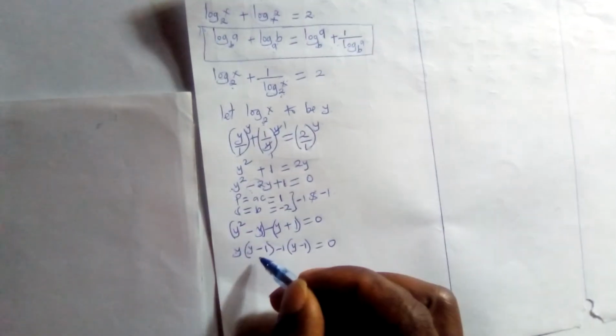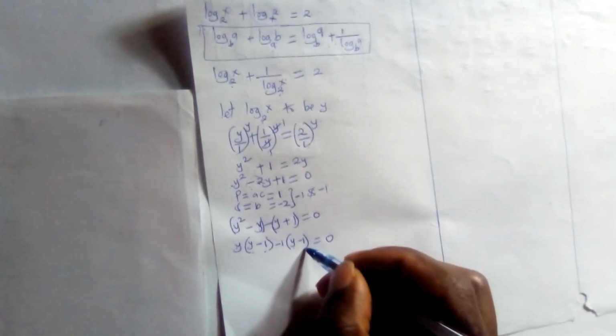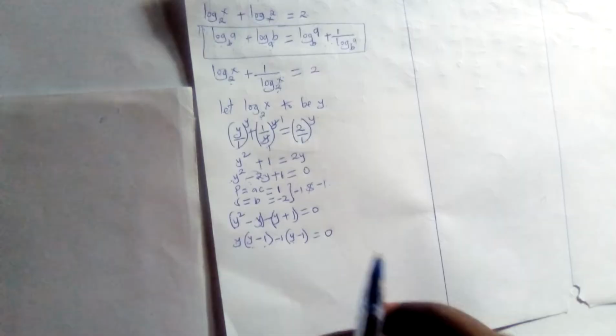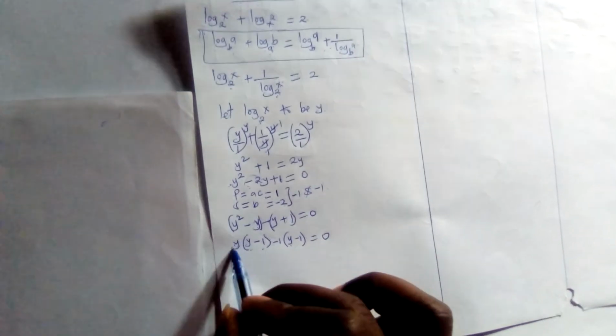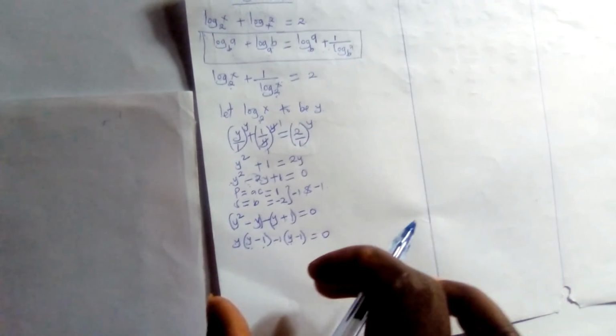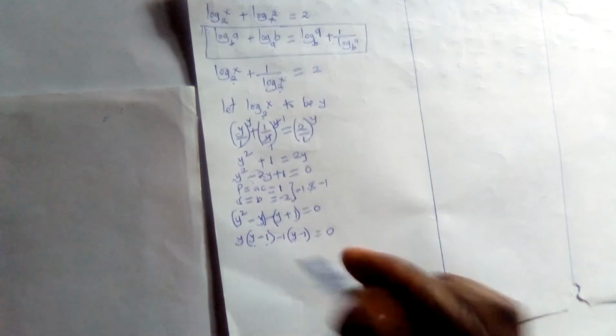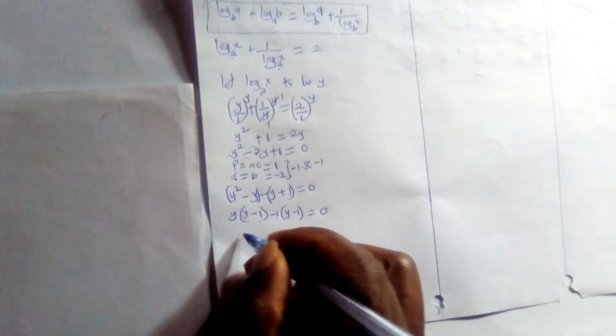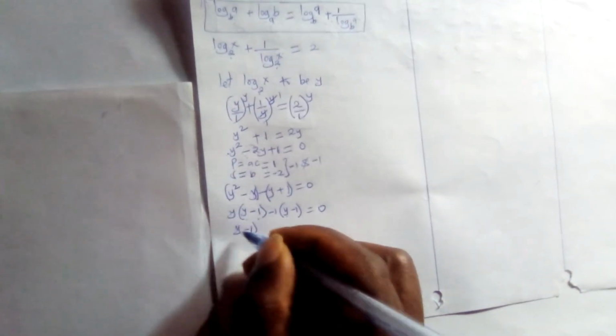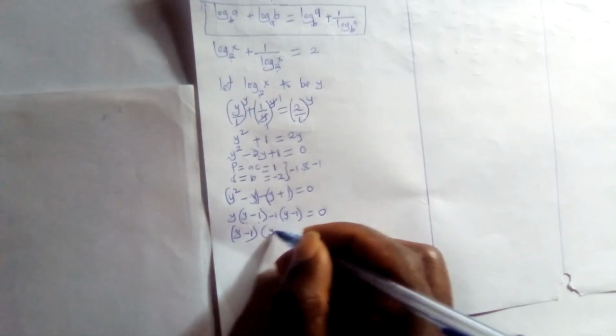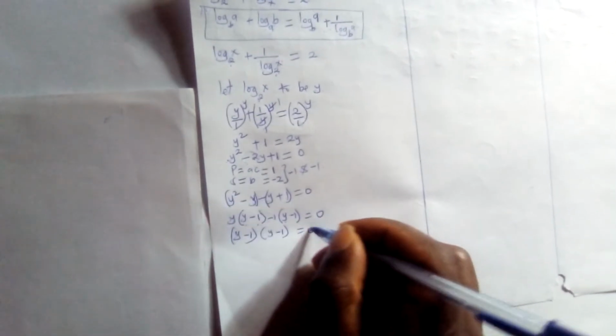Now after reaching here, since what is in the brackets is the same, you are required to take only one bracket, then the values outside the bracket you group under one bracket, and that marks the next step. So I'll come here and say y minus 1, and then y minus 1 is equal to 0.